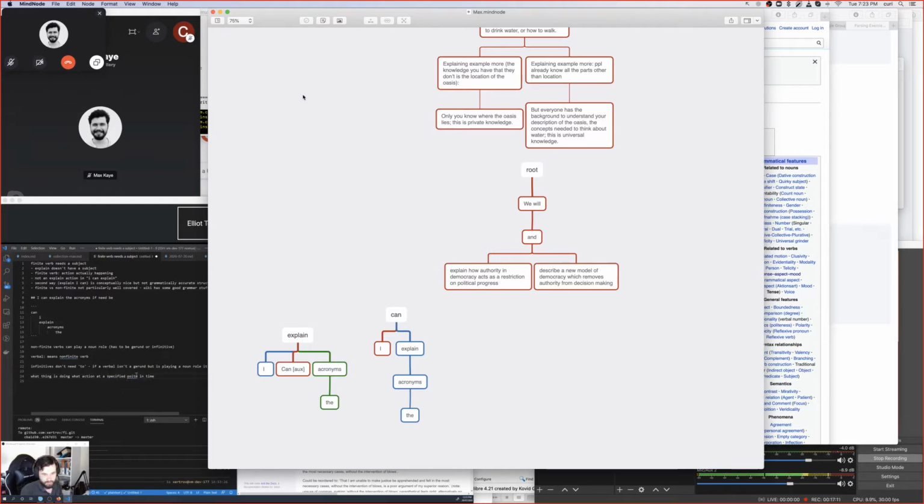So this makes me realize as well that I think the place where I put the preposition in the tree for "I can explain the acronyms if need be" is in the wrong spot, because the "if need be" is not really about the acronyms; it's about the explaining.